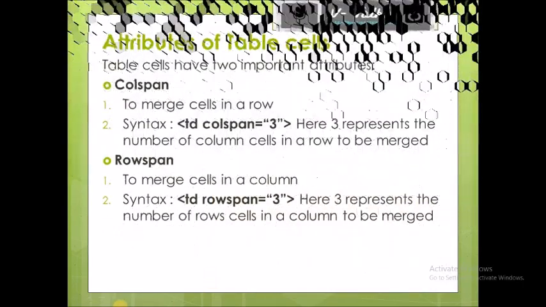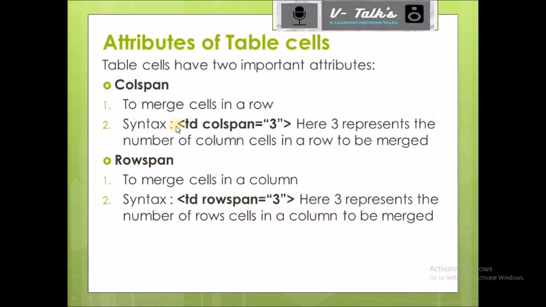Now we have rowspan. The syntax is TD colspan equal to 3, where 3 represents the number of column cells in a row to be merged. So for the number of column cells in a row to be merged, you have to give colspan. Now rowspan is used to merge cells in a column. Column means top to down. So for merging that, you have to use rowspan.